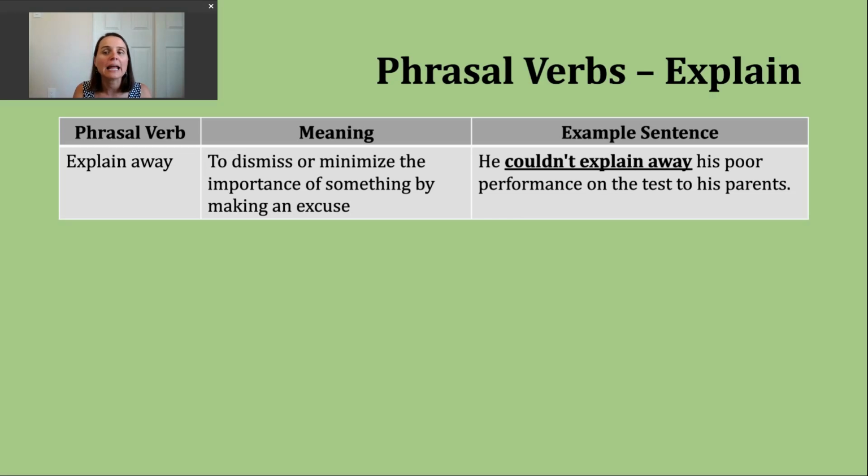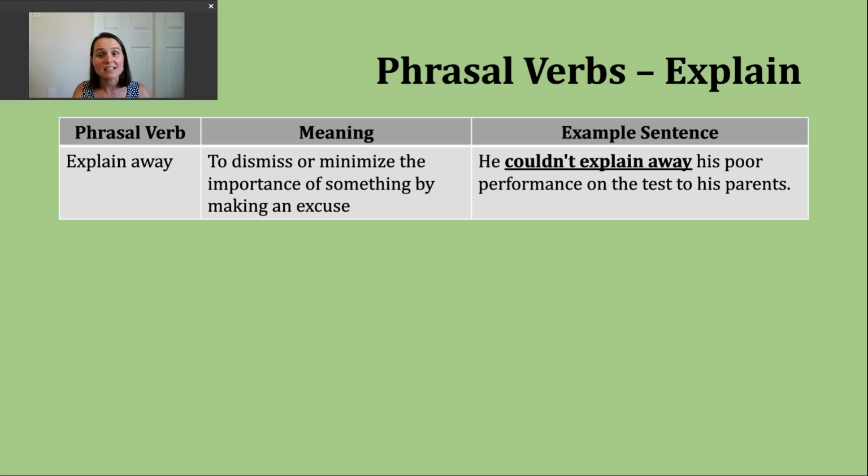He couldn't explain away his poor performance on the test to his parents. Okay, so perhaps this particular student tried to say, well, the teacher didn't tell us what was on the test, so I didn't know what to study. This test isn't worth many points. It's not a big deal, right? So the student is providing all of these excuses, but the parents aren't dismissing this, right? They still see it as a very important thing.